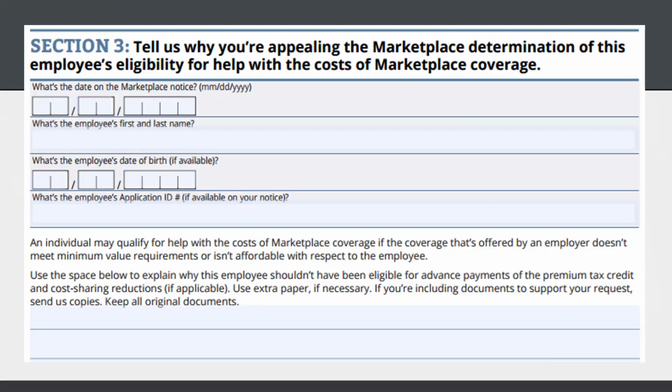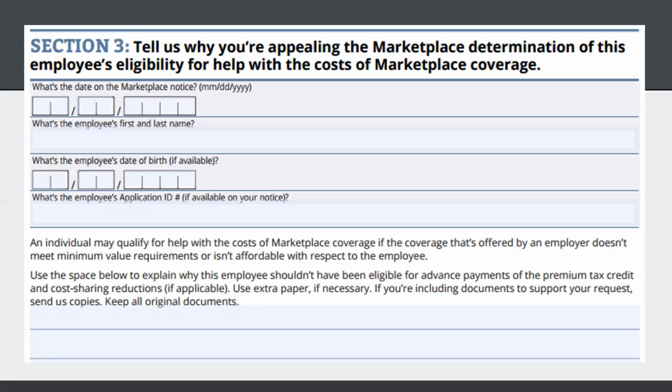The employee's first and last name, the employee's date of birth, the employee's application ID number, all that's on the form that you've received. The next part: an individual may qualify for help from the marketplace in paying for their premiums, this government assistance, if the coverage that is offered does not meet minimum value requirements or isn't affordable with respect to the employee. So one of the things they're telling you right there is if you offered affordable insurance, you should absolutely appeal, right?